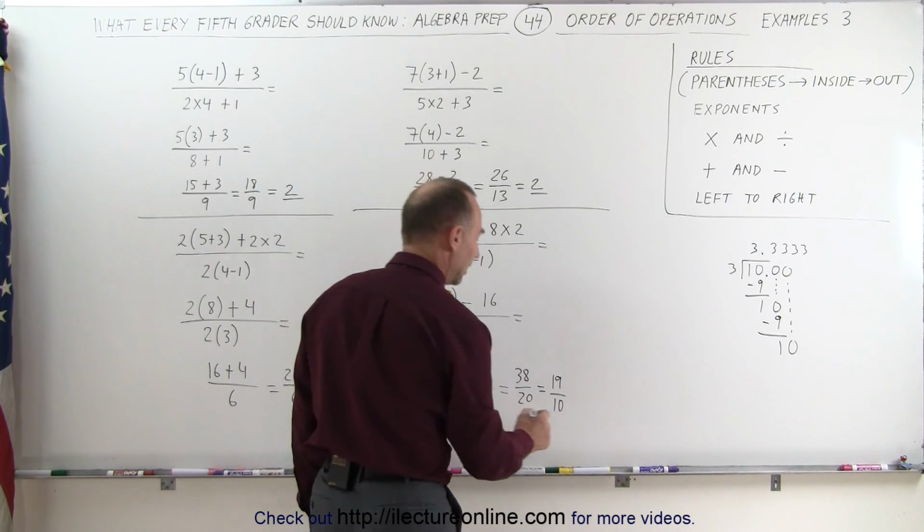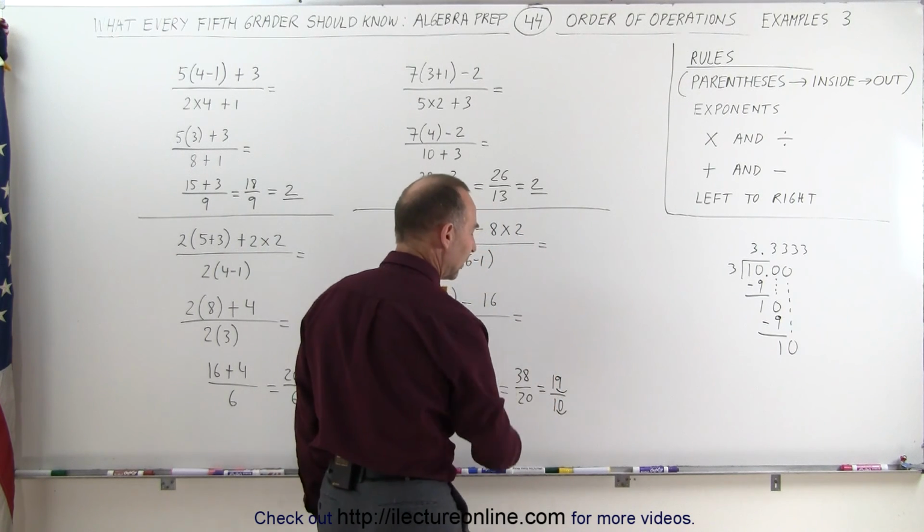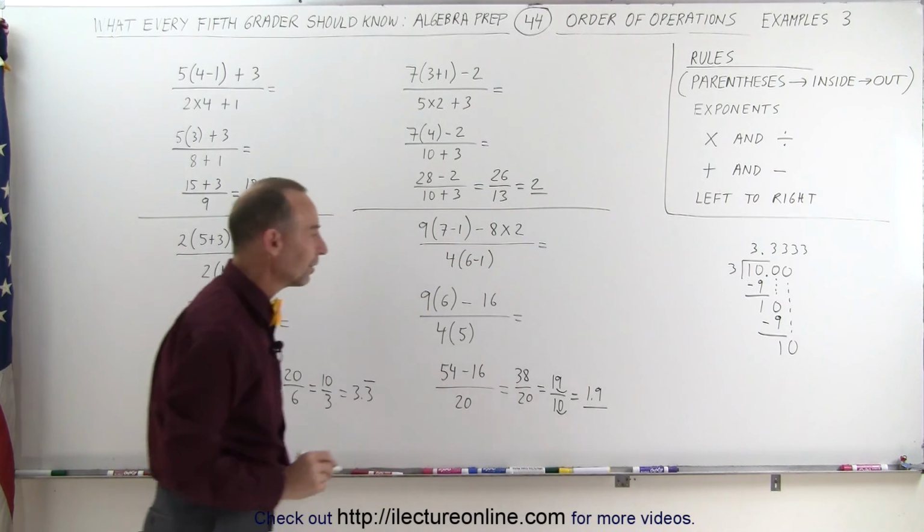And 19 divided by 10, if I move the decimal place over 1 and move this place over 1, 19 divided by 10 can be written as 1.9. And that's the final answer for that one.